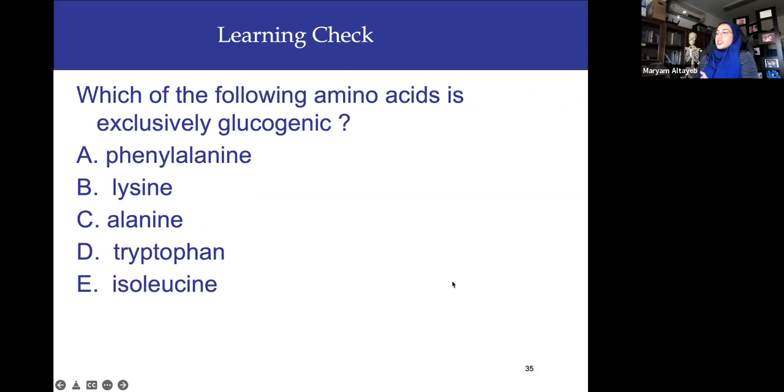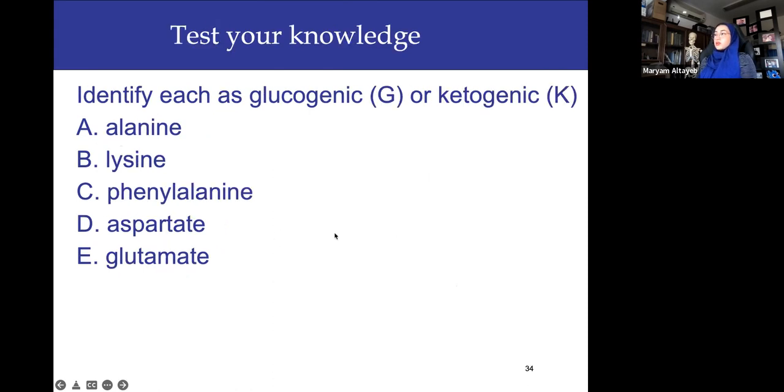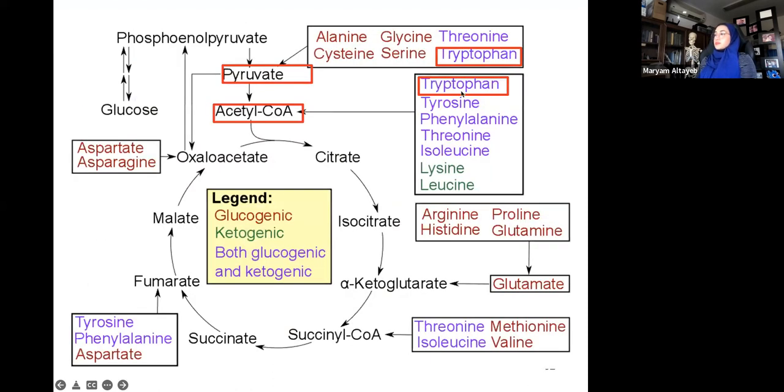Okay, so then answer this question, please. Which of the following amino acids is exclusively glucogenic? So again, we can do it by elimination. Yep, exactly, alanine. Remember, phenylalanine is the F, so that is both ketogenic and glucogenic. Lysine is exclusively ketogenic. And isoleucine is both. Tryptophan is both. So alanine is the only exclusively glucogenic. Threonine.